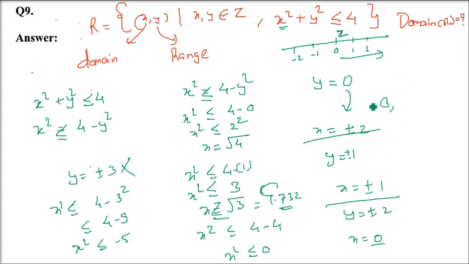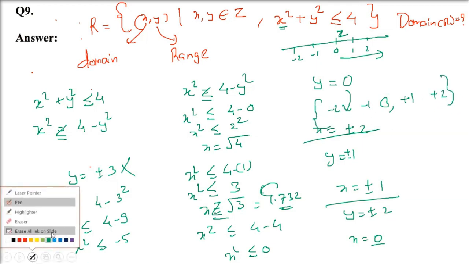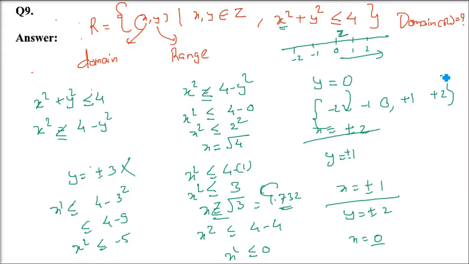So 0, and plus minus 1 I am taking here: minus 1 on the left hand side, plus 1 on the right hand side. Then plus minus 2, so plus 2 here, minus 2 here. Let me just make a round here to indicate that this is the domain which we found out. This is your answer.